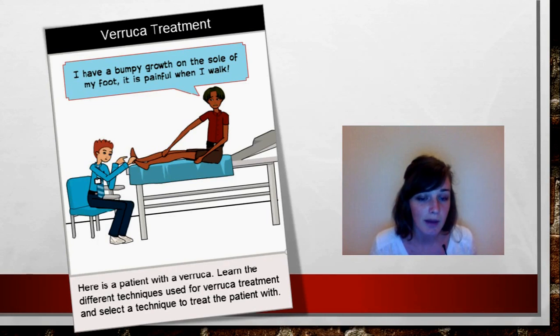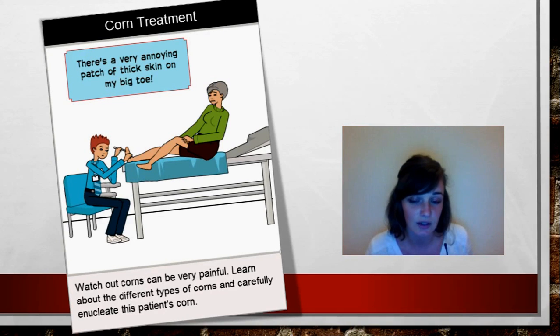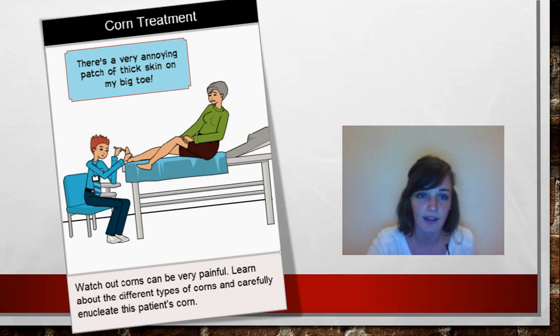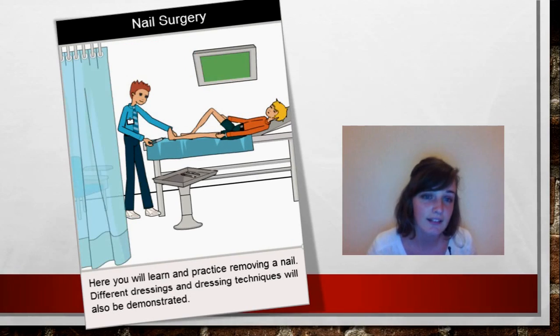And it's all now about the eye-hand coordination movements with carrying out the specific treatment. And points will be awarded for accuracy, which makes it less painful for the patient, and patient satisfaction rate as well. The next one that Peter has to do is a corn treatment. So again, same idea. He has to enucleate a corn. Points will be awarded on how well he's done that. And callus treatment again. And lastly, nail surgery.